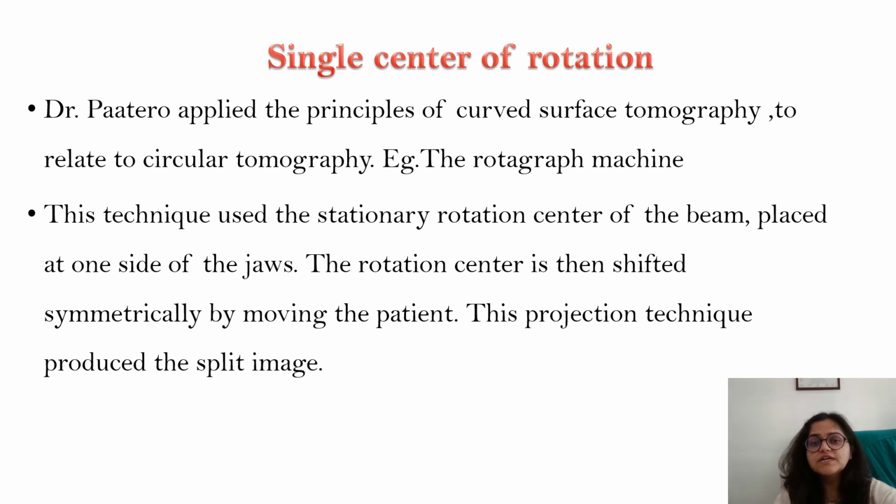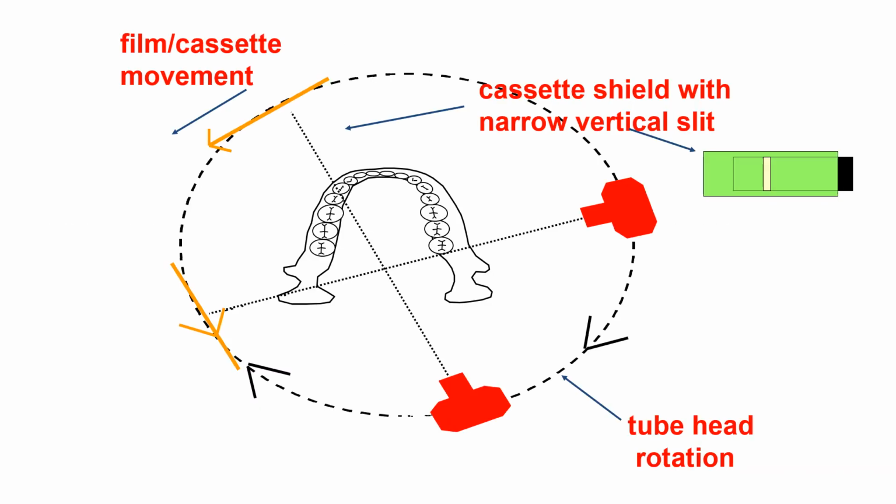Now coming to the single center rotation, Dr. Betu applied the principle of curved surface tomography to circular tomography, for example, the radiograph machine. This technique used the stationary rotation center of the beam placed at one side of the jaw, and the rotation center is then shifted symmetrically by moving the patient, and this projection technique produced the split image.